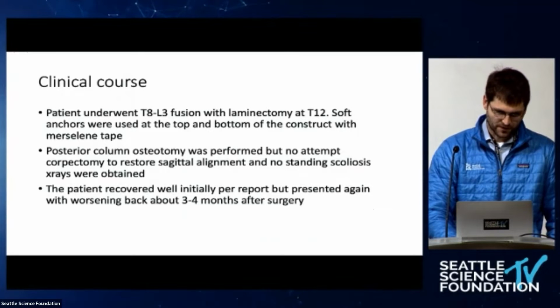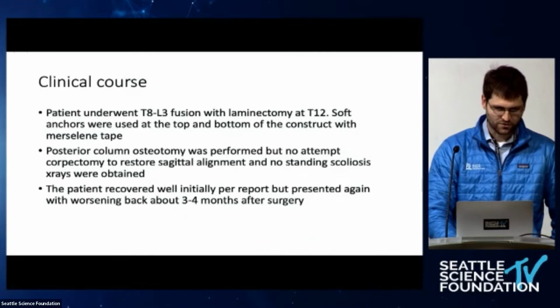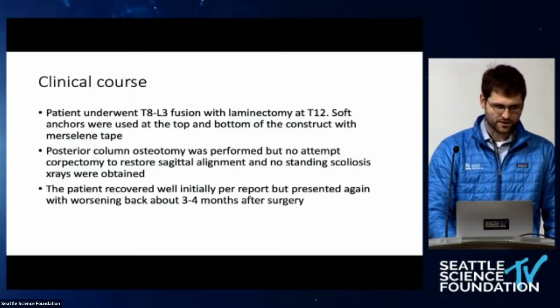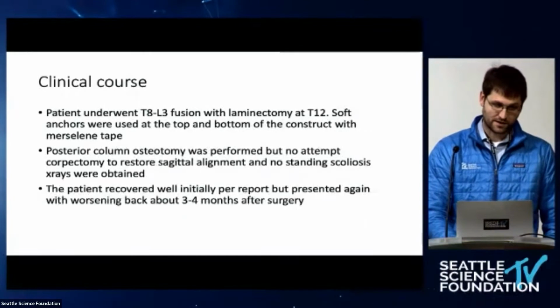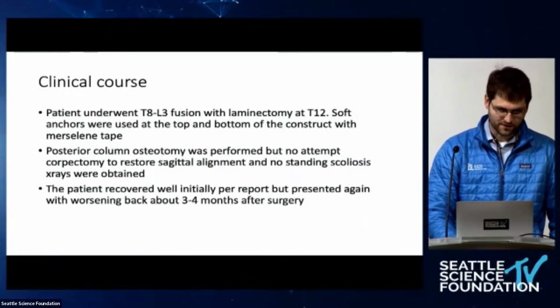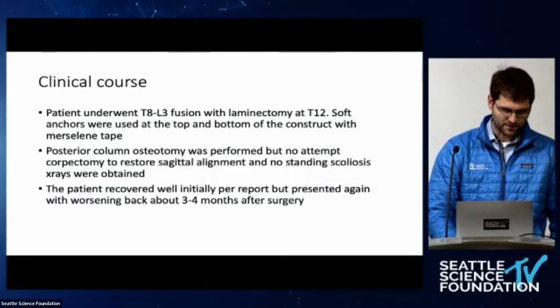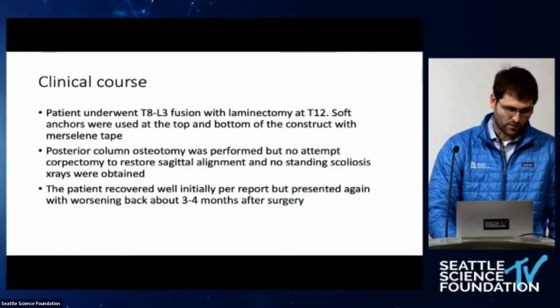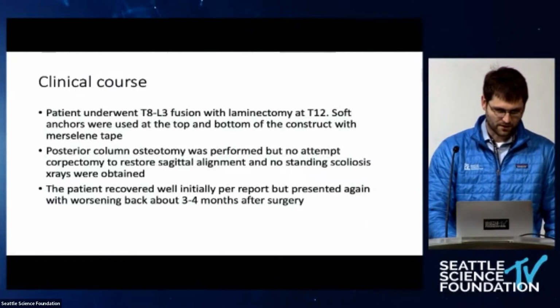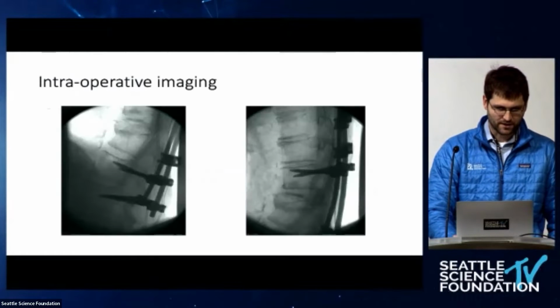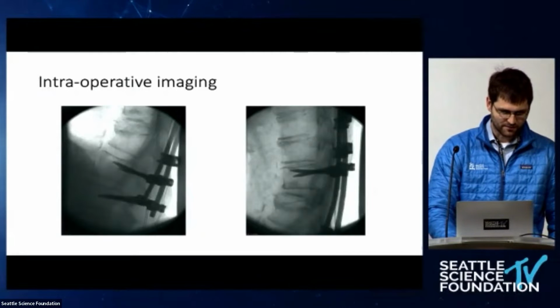So he planned to do a T8 to L3 fusion with a laminectomy at T12. He wanted soft anchors with Mersilene tape used at the top and at the bottom of the construct. Posterior column osteotomy was performed, but he doesn't report a corpectomy or an attempt to restore sagittal alignment. Did not obtain standing scoliosis x-rays. The patient recovered well initially after the surgery, but presented again with worsening back pain after about 3 or 4 months. This was the intraoperative imaging at the time of the surgery.